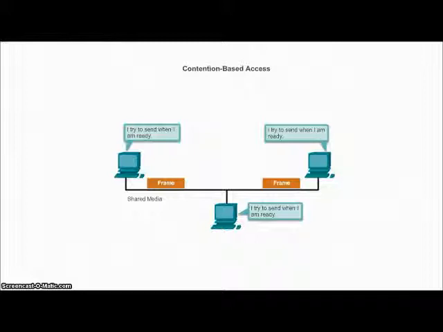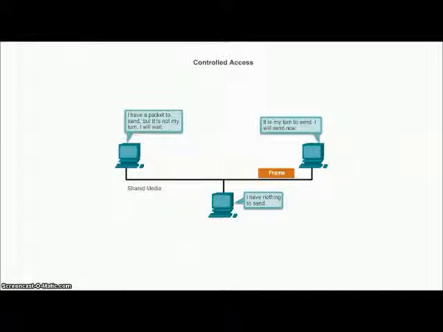There are two basic media access control methods for shared media. The contention-based access, in which all nodes compete for the use of the medium but have a plan if there are collisions, which is what is on the screen right now. And then we have the controlled access, in which each node has its own time to use the medium.